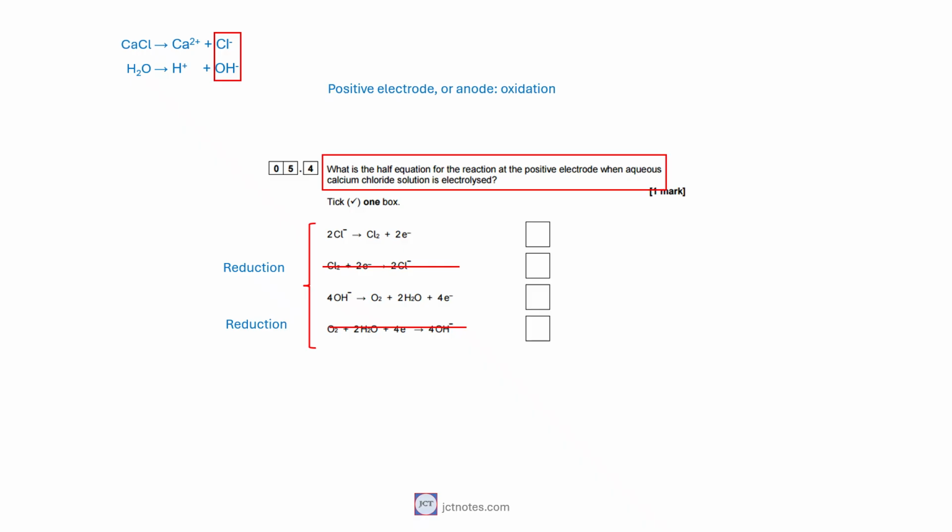The rule for the positive electrode is straightforward. If halide ions are present, like chloride, bromide, or iodide, they will always win the race and get discharged. Because we have chloride ions here, they win, meaning chlorine gas will be our product. This immediately rules out the third option, leaving us with the first option as the right answer.